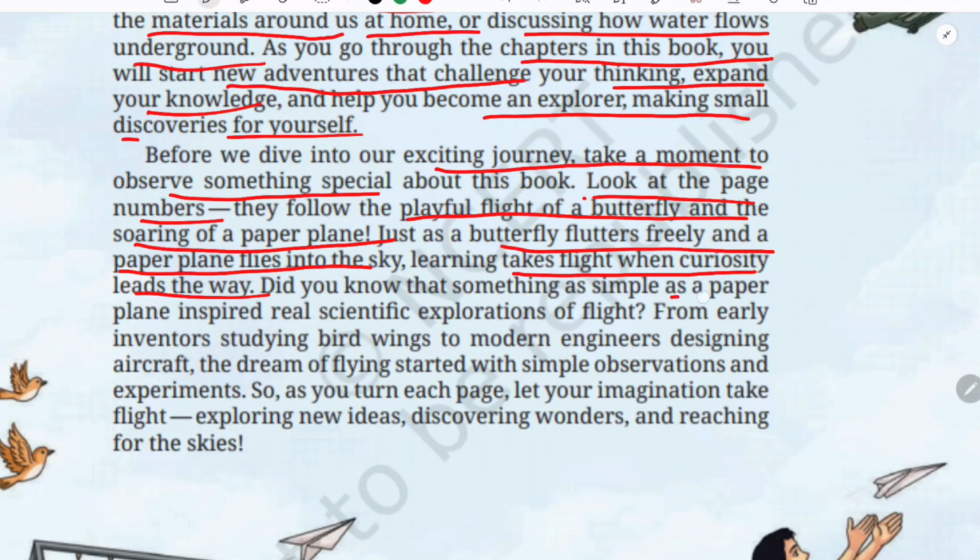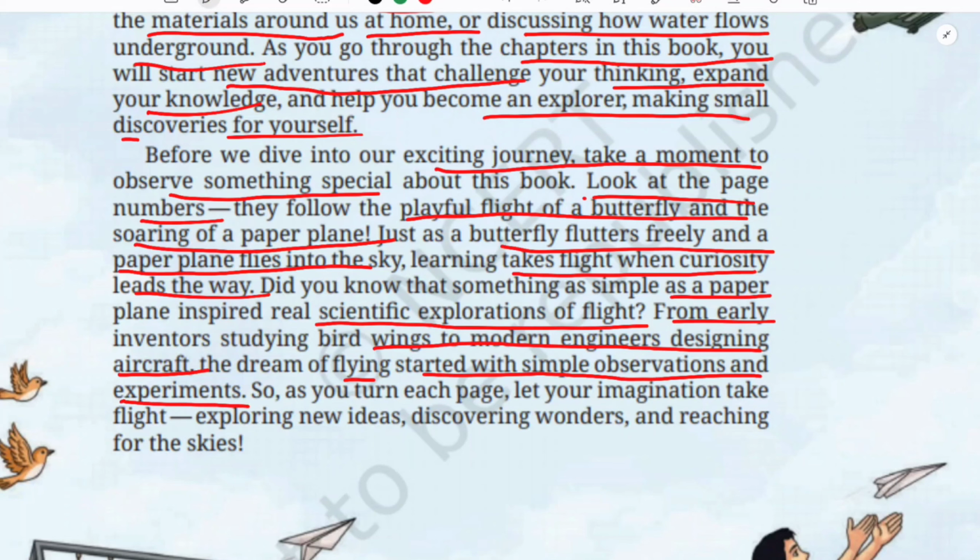And did you know something as simple as paper plane inspired real scientific exploration of flight? So this paper plane, okay, this is a simple paper plane which we used to play, isn't it? Which I hope you are also playing, and this inspired the scientist, okay, the scientific exploration of a flight. And yes, mention the names of the two brothers who have invented this flight first. Okay, and from the early inventors studying bird wings to modern engineers designing aircraft, the dream of flying started with simple observation and experiment. So these the inventors, okay, the early inventors, they started.